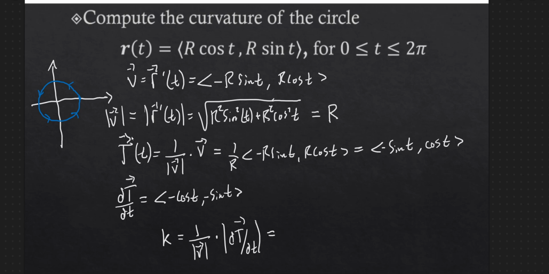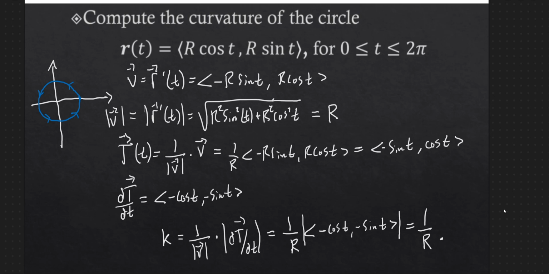So we have all those pieces now. 1 over v, v was r, so this is 1 over r times dT/dt, minus cosine t, minus sine t. And we want the magnitude of this. The magnitude of this is going to be the square root of cosine squared plus sine squared. That's just 1. I'm kind of jumping the calculation here because we've done it so many times. Cosine squared plus sine squared is 1. The square root of 1 is 1. So this is just 1 over r.